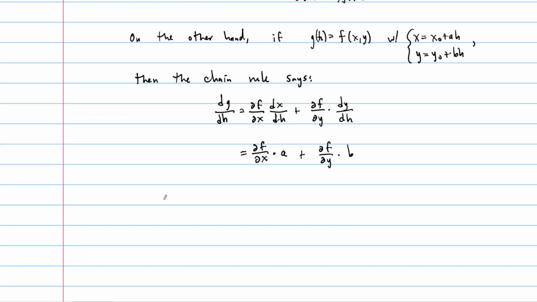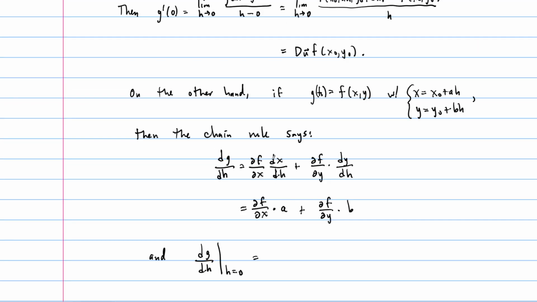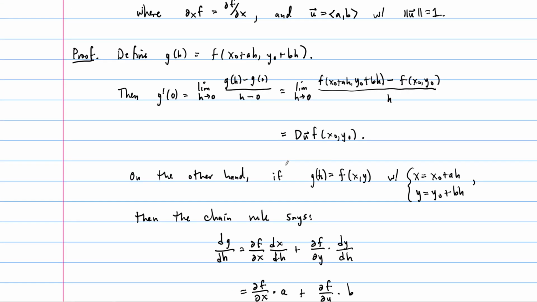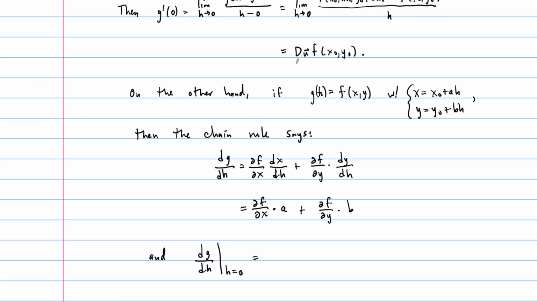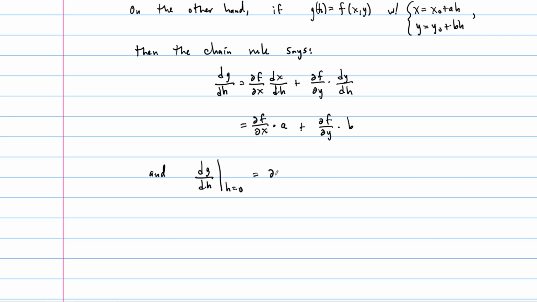And then when we plug in 0 for h, right? So dg by dh at h equals 0, then these are evaluated at the point when h equals 0. When h equals 0, remember, it evaluates f at x naught comma y naught, right? So this then becomes our partial derivatives. I'll shorthand this now. dxf at x naught y naught times a plus dyf at x naught y naught times b.